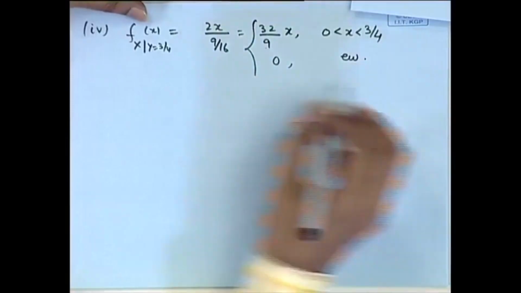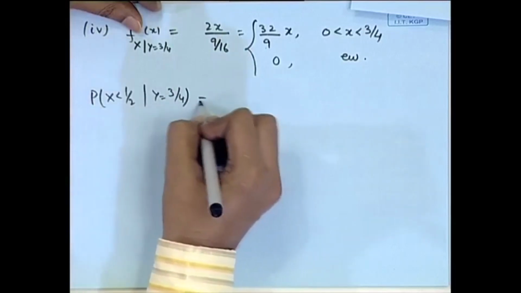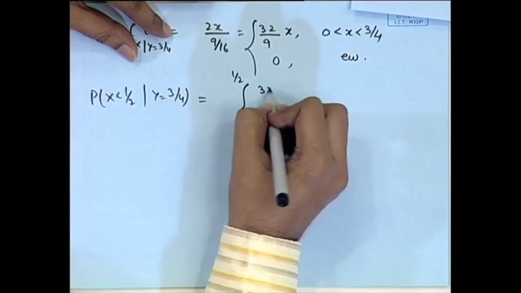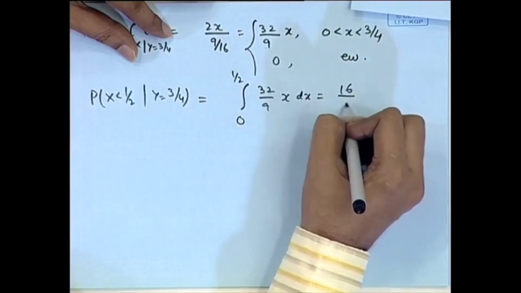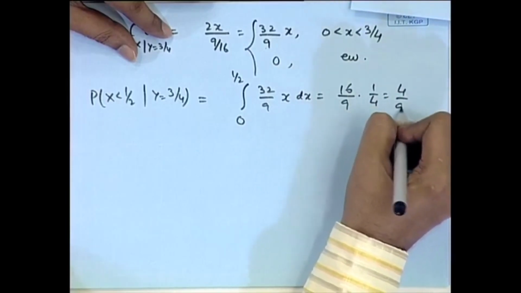Now, if we want to calculate the probability of x < 1/2 given y = 3/4, it is the integral from 0 to 1/2 of 32/9 x dx, which is 16/9 times 1/4, that is 4/9.